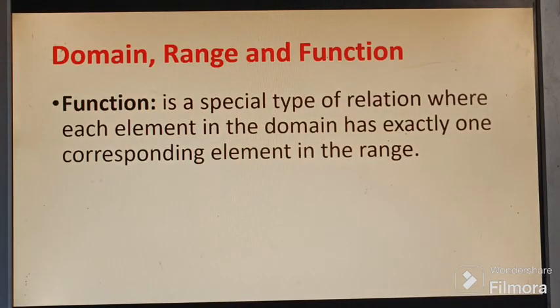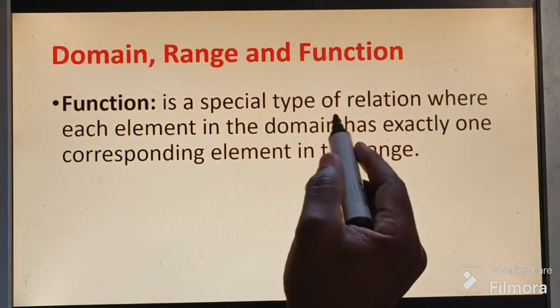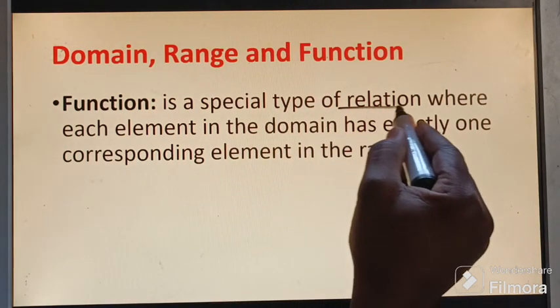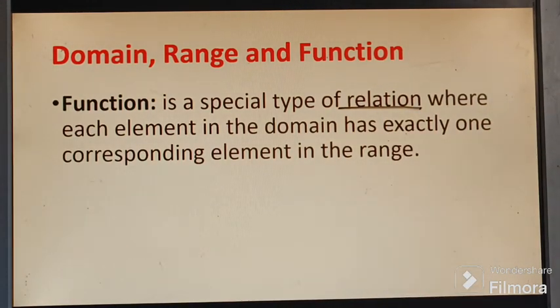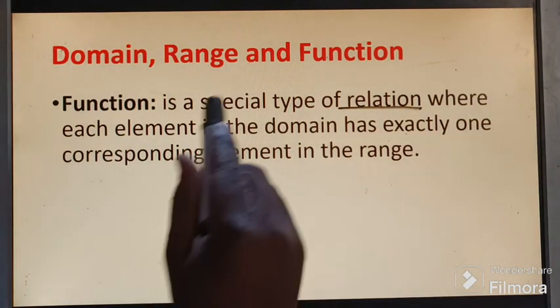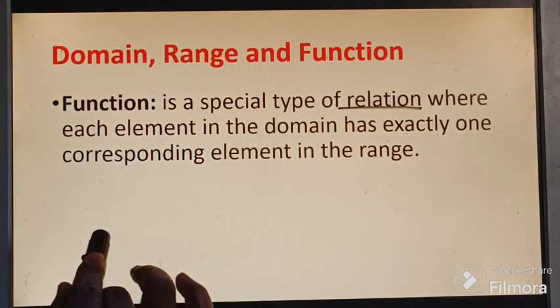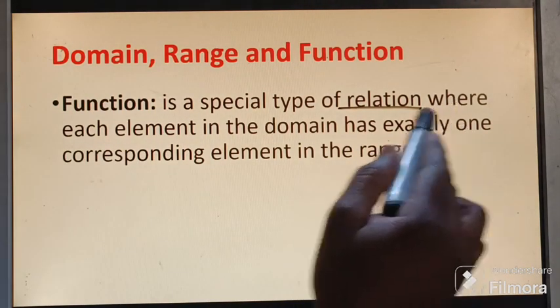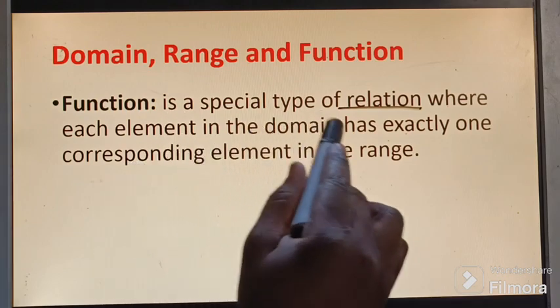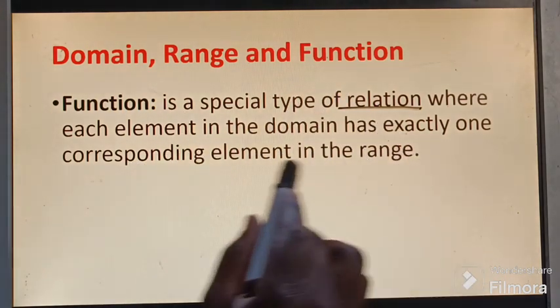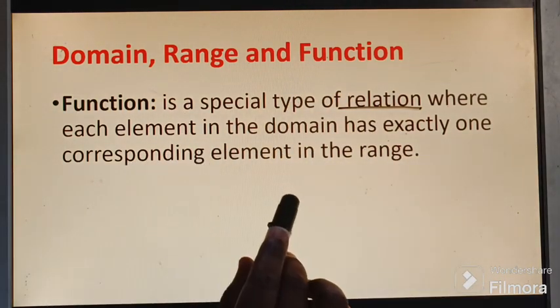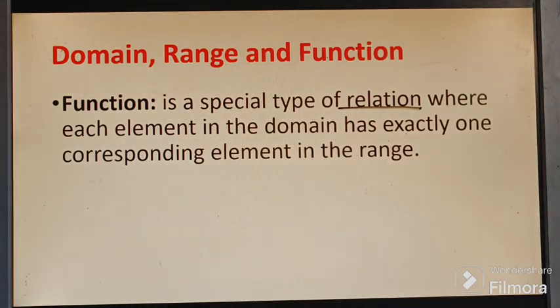Finally, let's look at a function. Now, what is a function? So a function is a special type of a relation. So a function is a relation, a special type of relation. What's so special about a function? So a function is a relation where each element in the domain has exactly one corresponding element in the range.